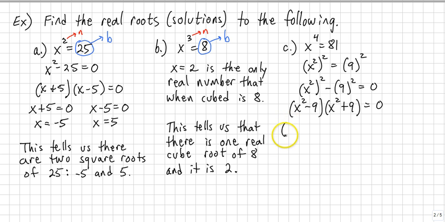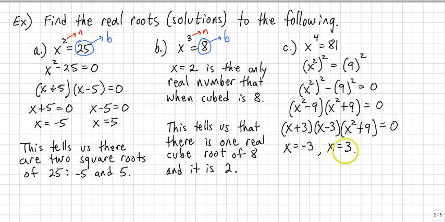And then I have the difference of two squares again, so I get x plus 3, x minus 3. And then I have the sum of two squares, which we should know doesn't factor. I'm not using integers. And we can use the zero product property, and we get x equals negative 3. We also get x equals positive 3.